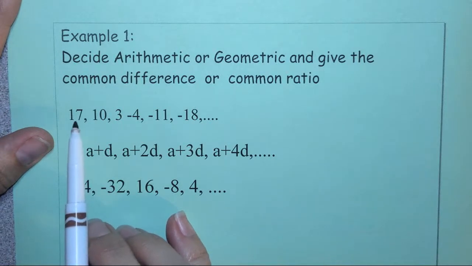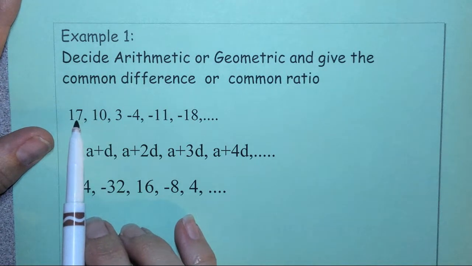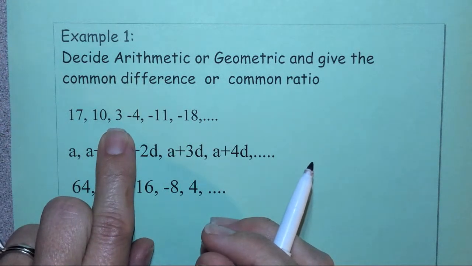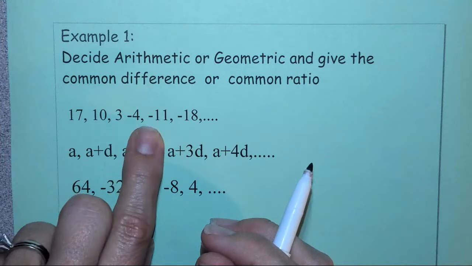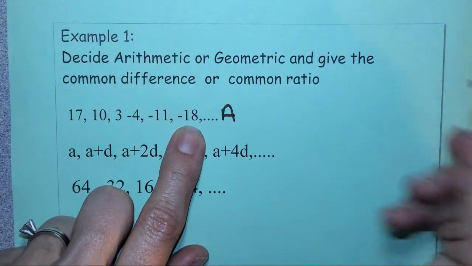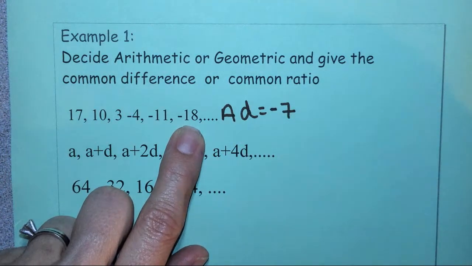How can I get from 17 to 10 by adding or subtracting? Well, I could subtract 7. If I subtract 7 from 10, do I still get 3? Yes, yes, yes. So this would be arithmetic. I just label it with an A. And the common difference is negative 7.